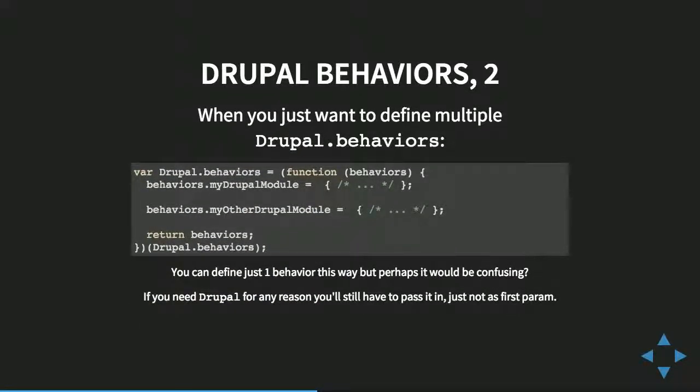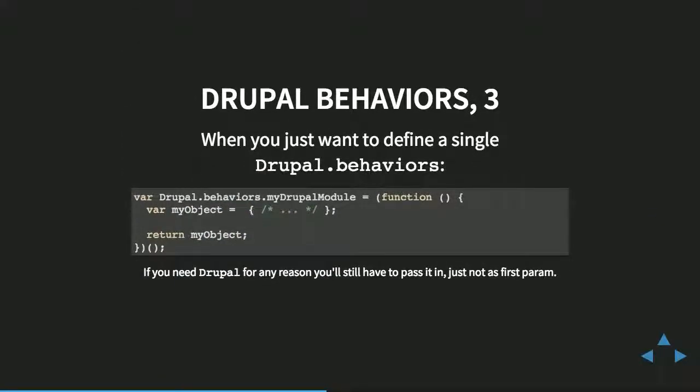If you want to define multiple Drupal behaviors, you can just pass in Drupal.behaviors, and now you send it in as behaviors, and now you don't have to put the Drupal dot, because you've passed in the object that's down one level. And then if you wanted to just define a single Drupal behavior, you could just define it here with my Drupal module. Okay.